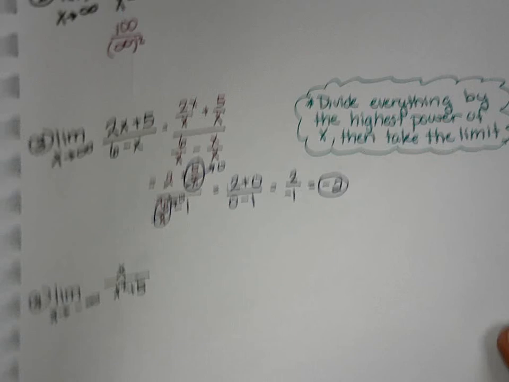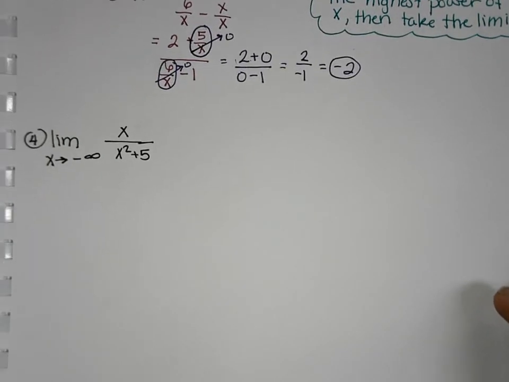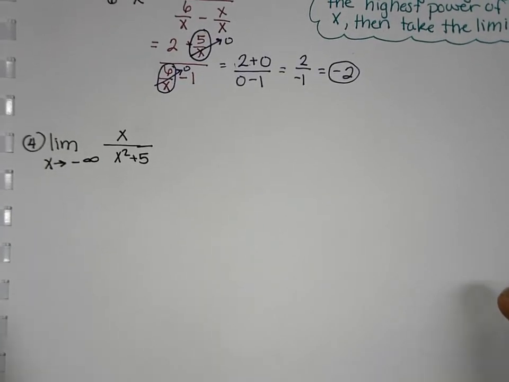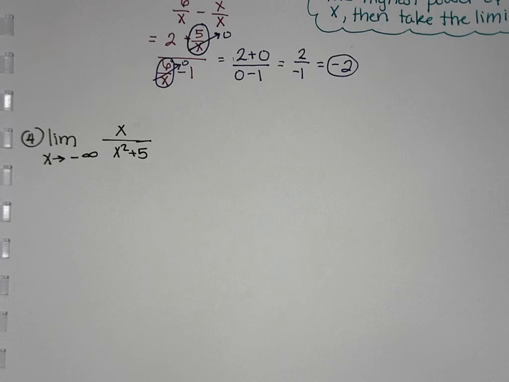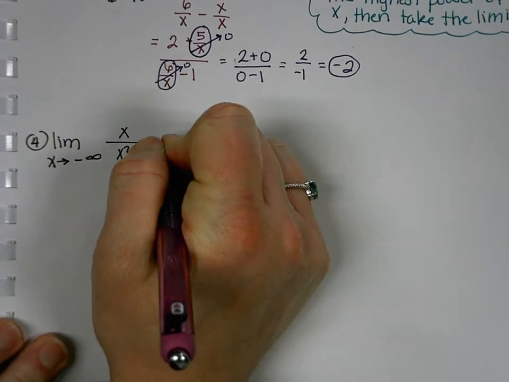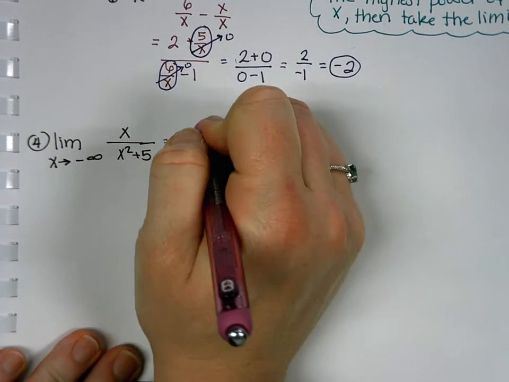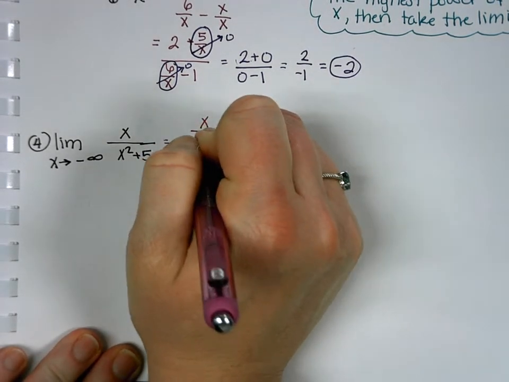Okay, so let's look at number 4. This will be the last one for tonight, and then we'll do a couple more in class just to make sure we're okay with this idea. So start it the same way, the highest power of x. So our highest power of x is x squared. So I'm going to divide everything by x squared.